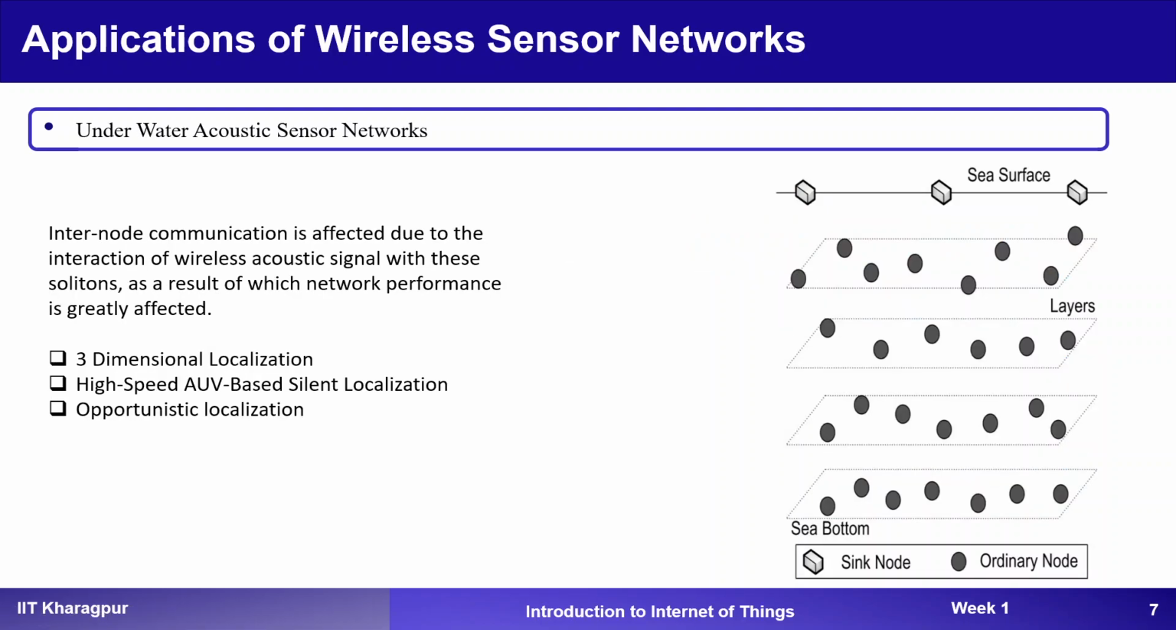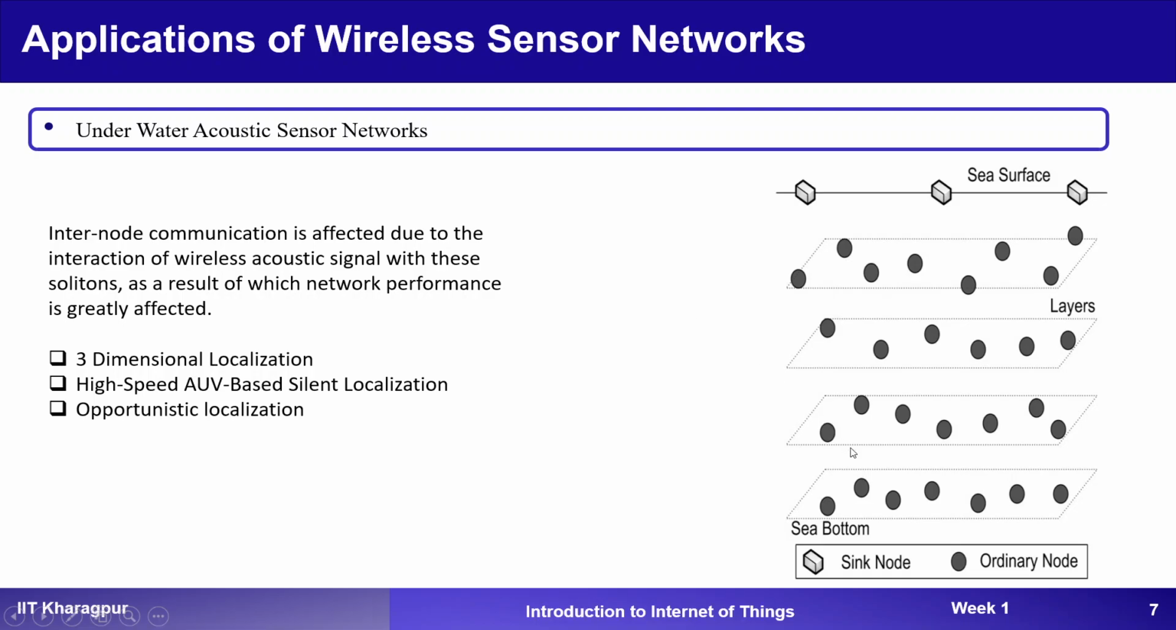Further, your wireless sensor networks can also be used in underwater acoustics, to detect the movement of your marine life, to predict whether there is some pollution in your oceans, or any application you can use your sensor networks in your oceans also. But in the case of underwater, there are some problems, because your sensors will be mobile there, and there are some signals also which will affect their communication. So it will be difficult to employ sensor networks in your oceans.